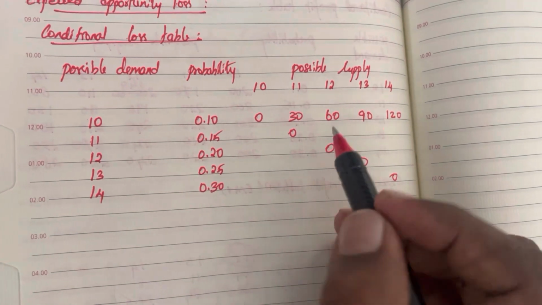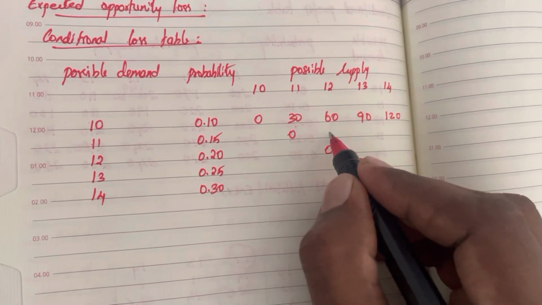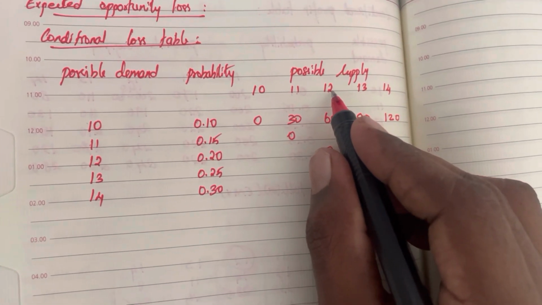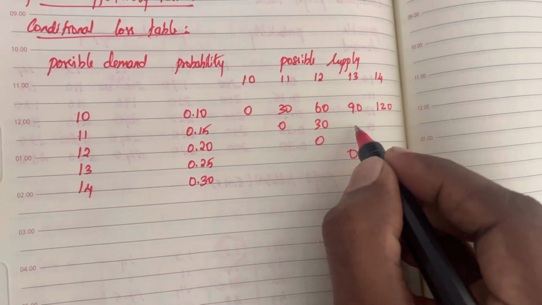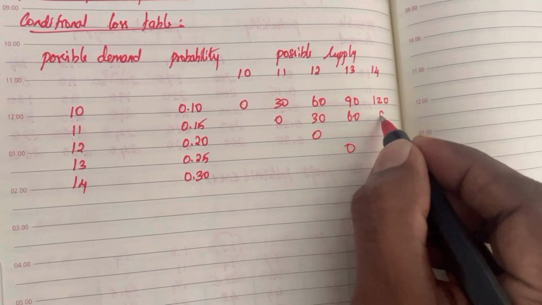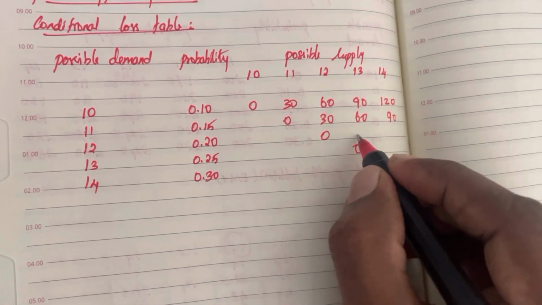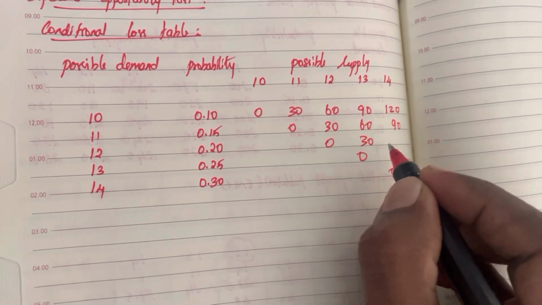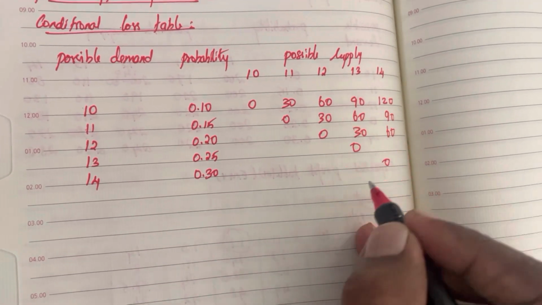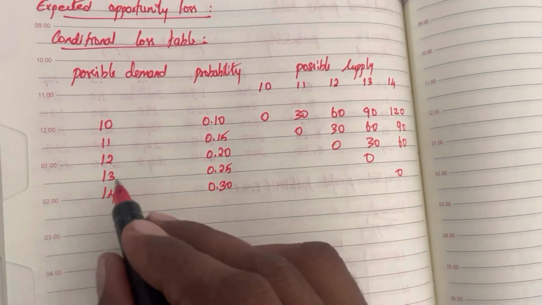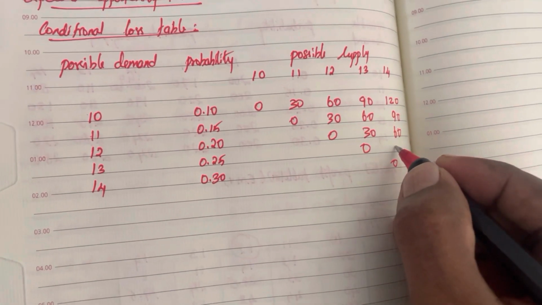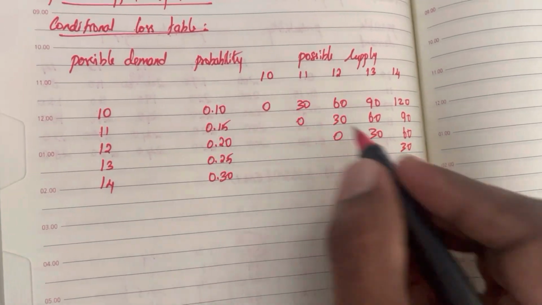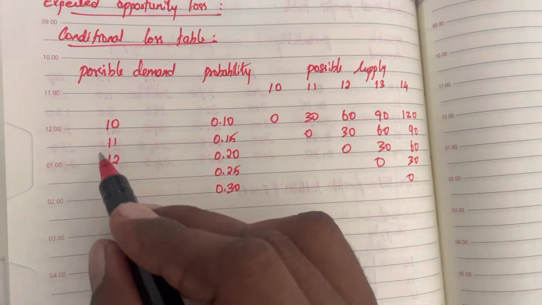So for 11 and 12, here there is only the loss, there is no opportunity loss. Here one is unsold, which is 30, here two will be unsold, which is 60, and here three will be unsold. Again for demand 12 and supply 13, one is unsold which is 30, two are unsold here which is 60, and here one is unsold which is 30. Okay, so this is going to be the loss. Now we will find out the opportunity loss.